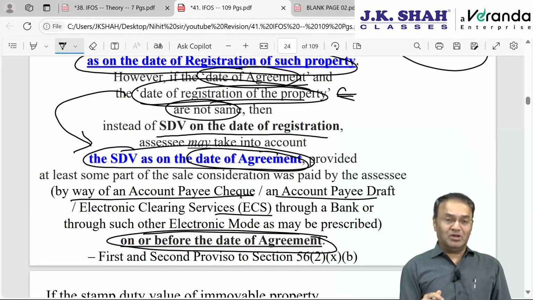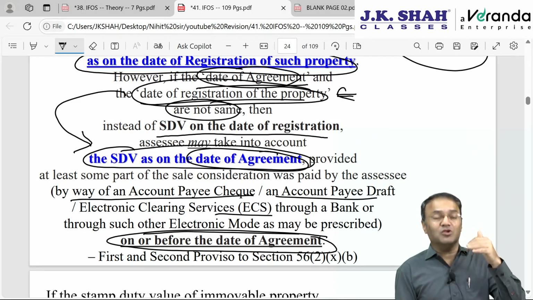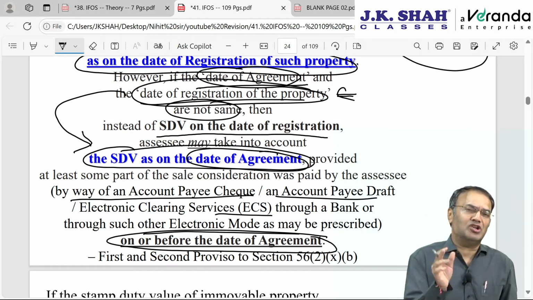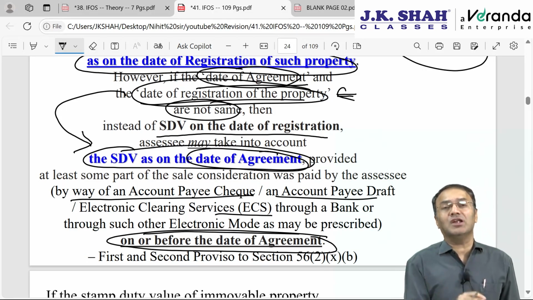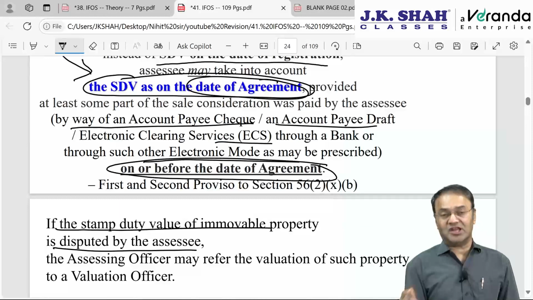Stamp duty value can be taken into account only when stamp duty value is more than 110% of the actual consideration, or you can say the difference between the two is more than 10% of actual consideration. Okay. If stamp duty value is disputed by the assessee, many a times what happens is stamp duty value is decided area wise.